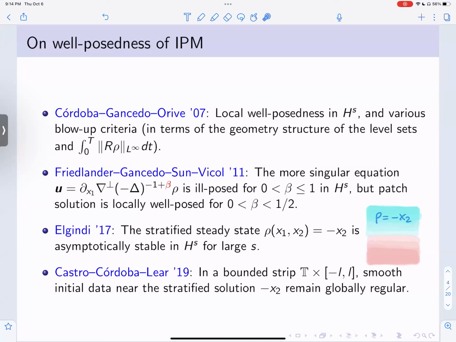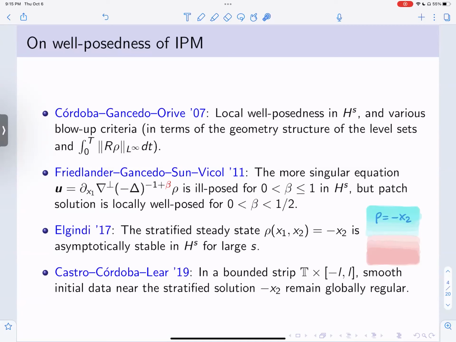And there are also some other blow-up criteria that they established that have more geometric flavor. Namely, they look at the level sets of rho, and they show that as long as the level sets of rho are not too oscillatory, and the Riesz transform remains finite in this integral, then the solution cannot blow up.